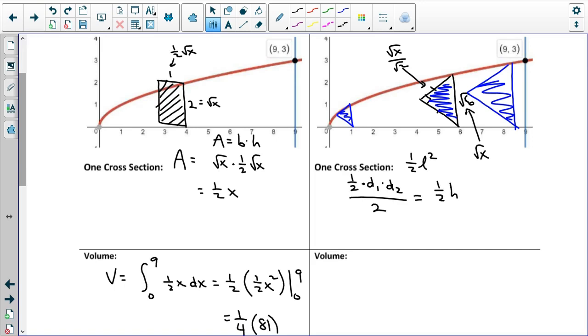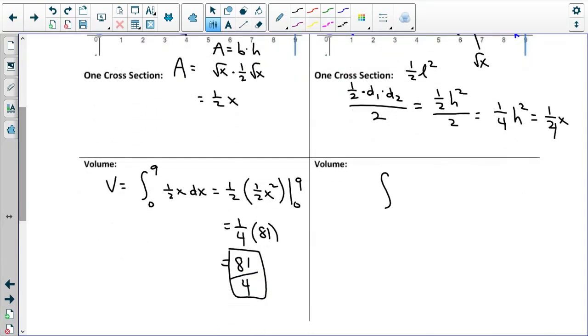So I have 1/2 h1, and they're both the same hypotenuse. So h squared over 2, which is 1/4 h squared. And the hypotenuse is root x, so 1/4 root x squared, which is just 1/4 x. So I integrate 1/4 x from 0 to 9 dx. And I've done this a bunch of times, and I just have different coefficients out front. So this is going to be 81/8 when I'm all done.